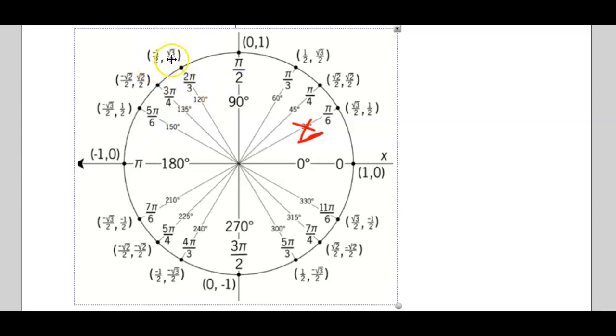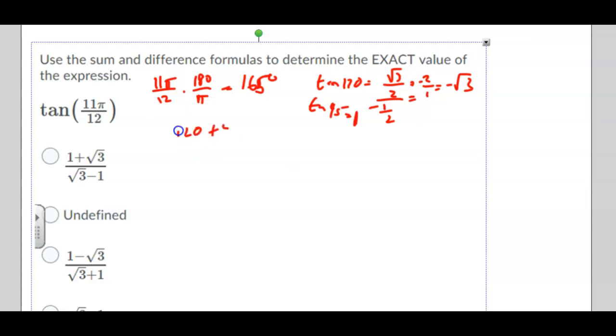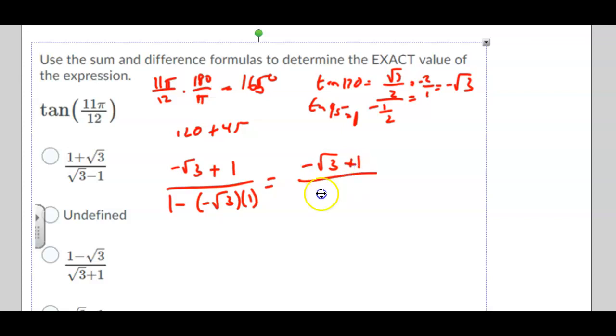So negative 1/2, radical 3 over 2 for 120. So tan of 120 equals sine over cosine, which is keep, change, flip, so times 2 over 1, and the negative gives us negative radical 3. And of course tan of 45, excuse me, is 1. So we're going to do 120 plus 45. We have tan of 120 plus 1 all over 1 minus tan of 120 times 1. So negative radical 3 plus 1 all over, negative radical 3 times this negative is a positive, so 1 plus radical 3.